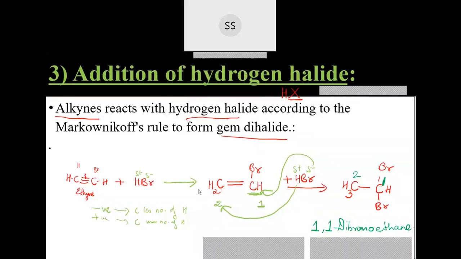Yeah, I'll take one more example. See, now I'm giving you propyne. Now propyne plus HBr will give you what? Then you have to complete this reaction. So what will you do here? Where are you going to add?